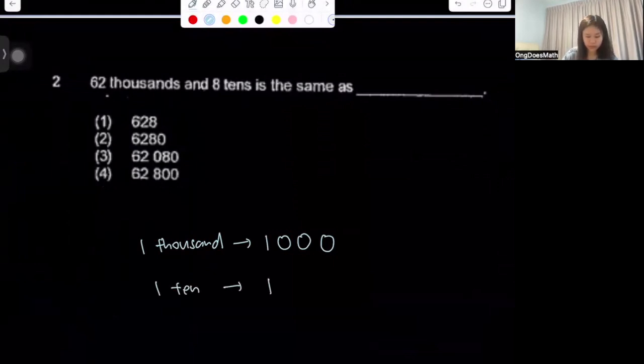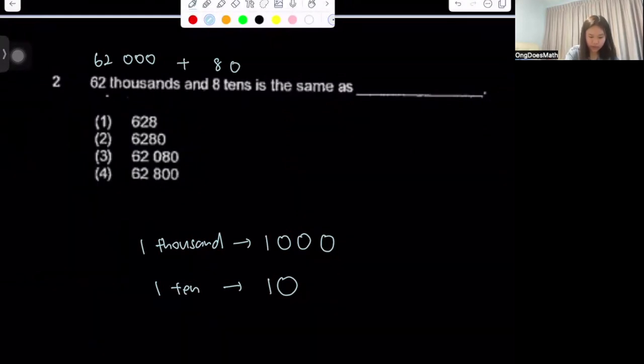Good, just 1 zero. So now we can replace thousands with 3 zeros, and we can replace our 10 with 1 zero. So we just have to add them up. So this should give you 62080. Hence answer is option 4.